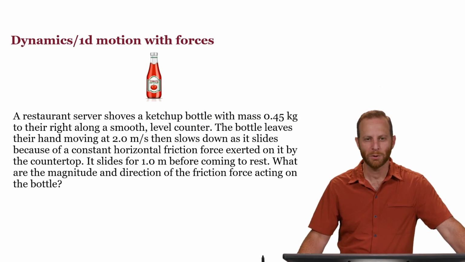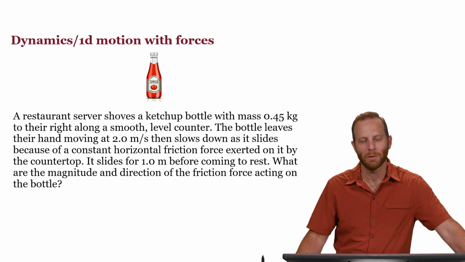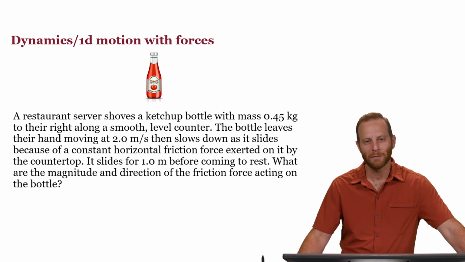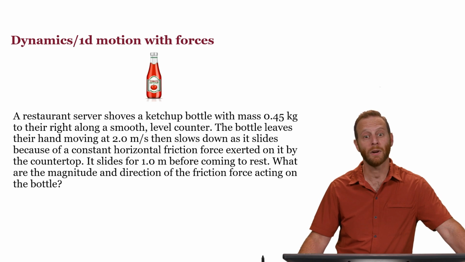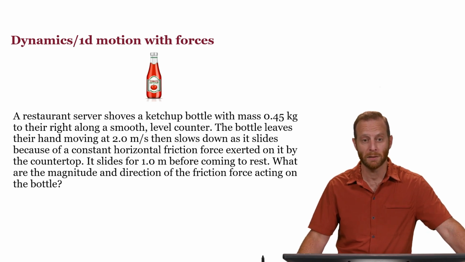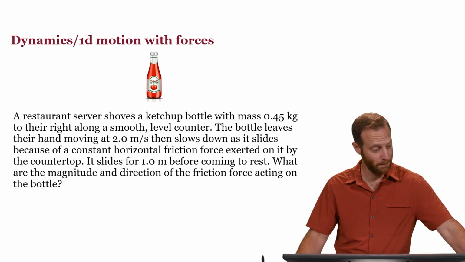All right, a restaurant server shoves a ketchup bottle with a mass of 0.45 kilograms to the right along a smooth, level counter. The bottle leaves their hand moving at 2 meters per second, then slows down as it slides because of a constant horizontal friction force exerted on it by the countertop. It slides for 1 meter before coming to rest. What are the magnitude and direction of the friction force acting on the bottle?